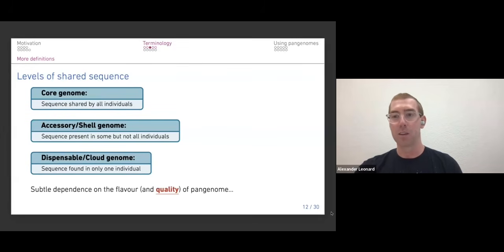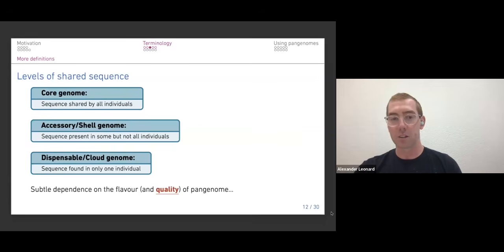But if you consider something like having a misassembly, so one of the assemblies that you've built a pangenome from might be missing some sequence, you might take something that should actually be present in all of your samples, so it should be part of the core genome, and it will now appear in the accessory or shell genome because of that misassembly. Likewise, if you have some sort of falsely inserted sequence, so not actually biological in origin, but technical in origin, you might start to see an inflation of sequence in the dispensable or cloud genome.